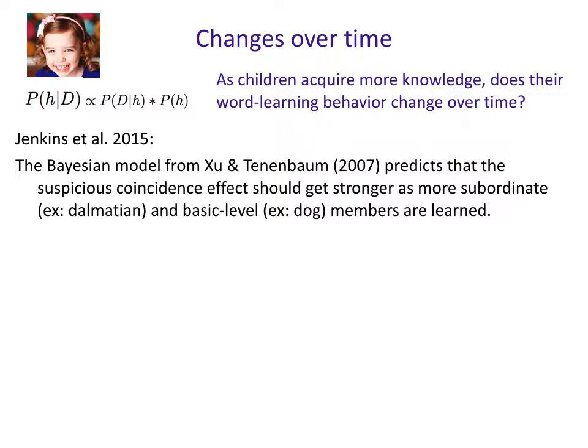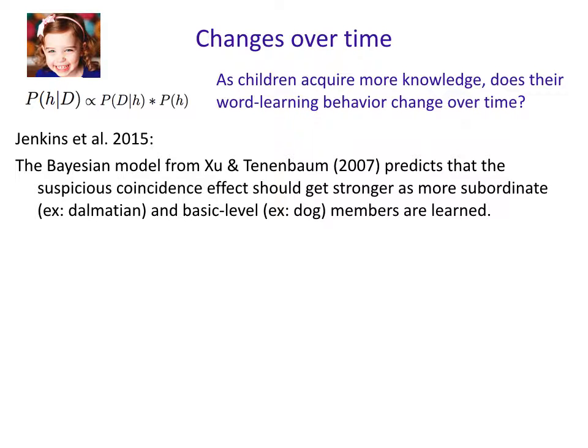So in particular, the study by Jenkins and colleagues in 2015 was looking at the Xu and Tenenbaum 2007 model, which says, okay, when you have a suspicious coincidence, that's because you know the set sizes of things, that the set of Dalmatians, for example, is much smaller than the set of dogs, and so your bias for the smaller hypothesis when you get an ambiguous item labeled, say, as a FEP, should grow stronger, right?